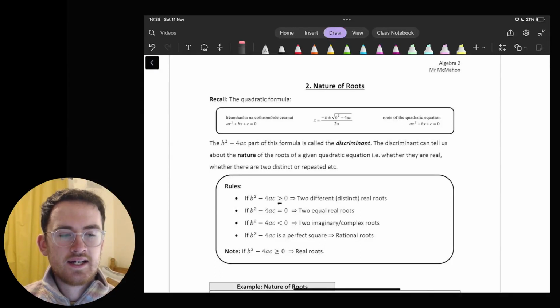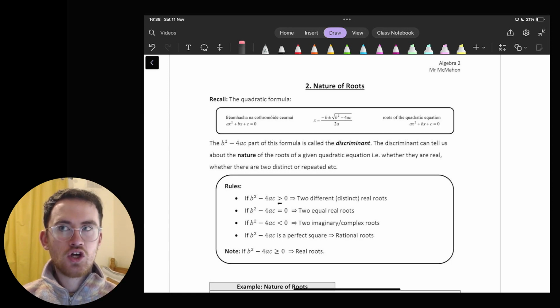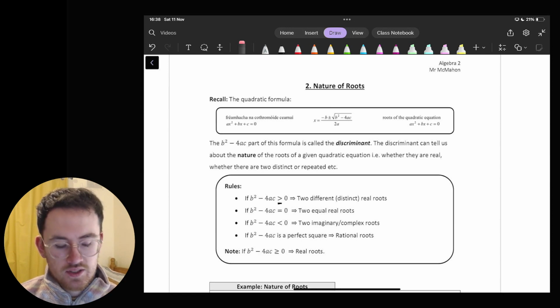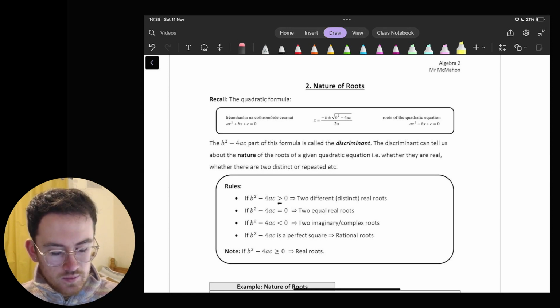Okay, so we're going to look at the nature of roots. By the nature of roots, what we mean primarily is whether the roots are real or not, and then if they are real, whether I have two real roots or whether I have two equal real roots. So kind of one real root or one repeated root. And what we're going to use to find these is what we call the discriminant.